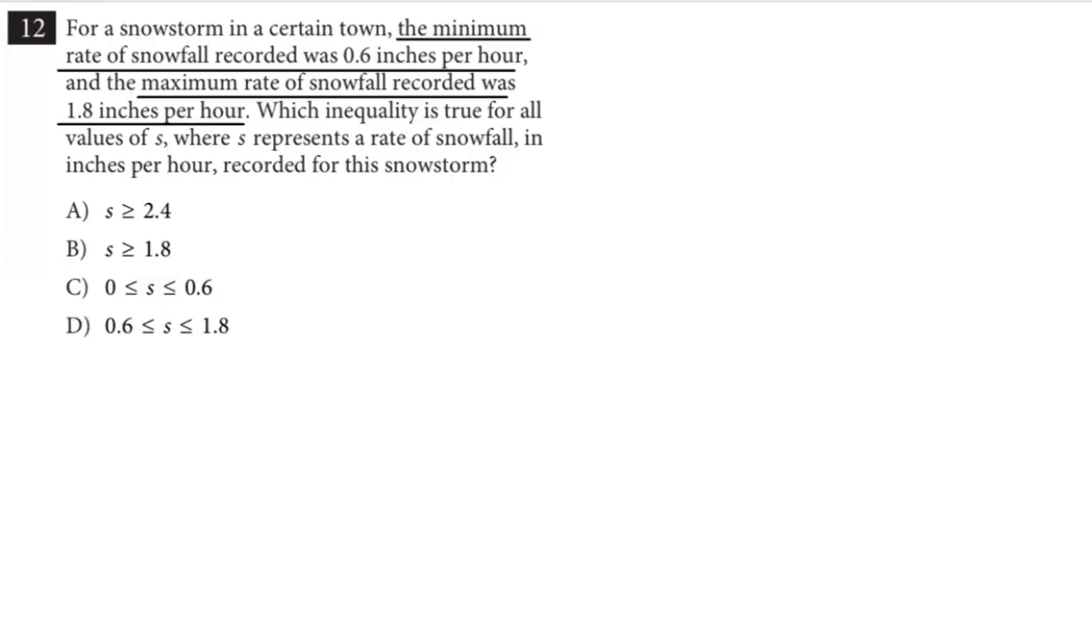Which inequality is true for all values of S, where S represents the rate of snowfall in inch per hour recorded for this snowstorm? Oh, that's easy. Incorrect, incorrect, that's incorrect. This is correct. So the minimum is 0.6 and the maximum is 1.8. D is the correct answer.